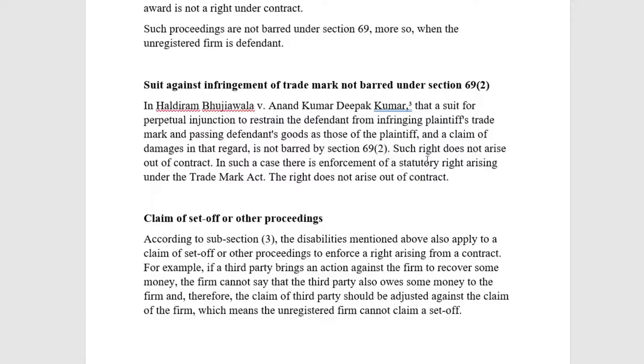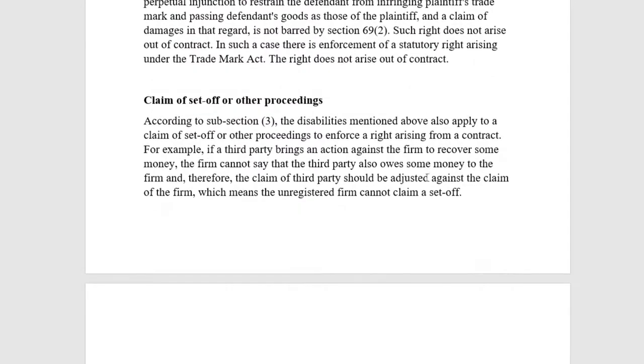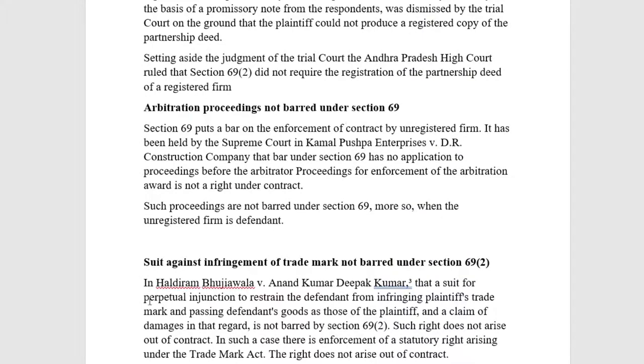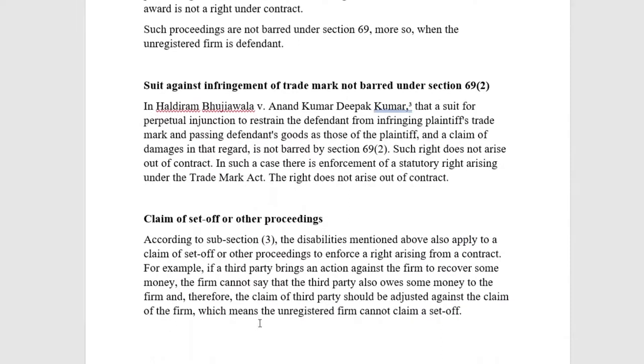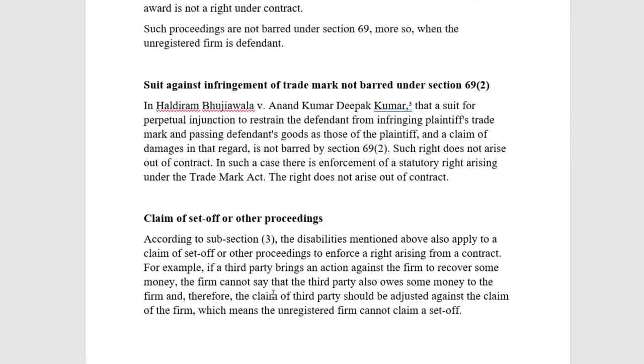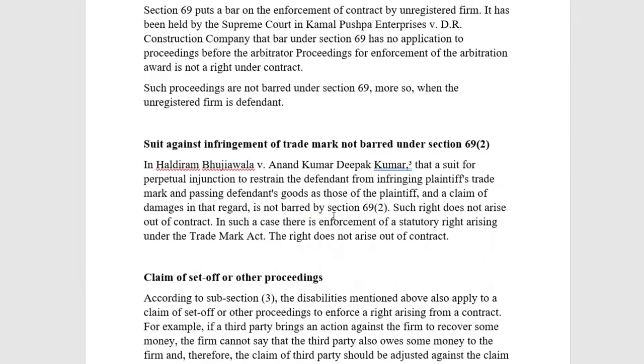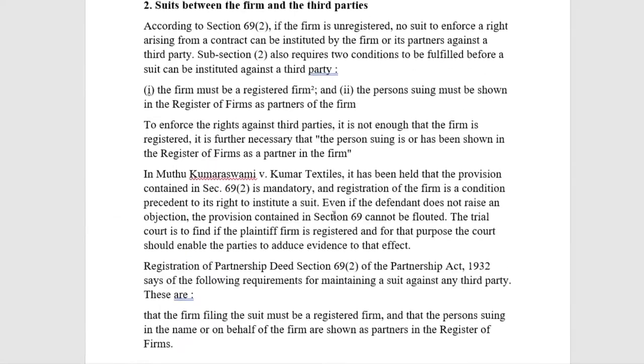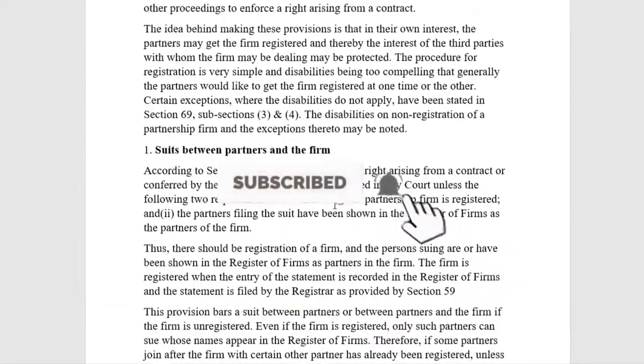In other words, such a right does not arise out of a contract. In such a case, there is enforcement of a statutory right arising under the Trademark Act. So this is the aspect. Arbitration proceedings can be instituted, and a suit under a trademark can also be instituted. With regard to a claim of set-off, which I have already discussed, if the firm is not registered, then the partnership firm cannot get the benefit of set-off. So these are all the aspects concerning the registration of the partnership firm, and the advantages and disadvantages of its non-registration.